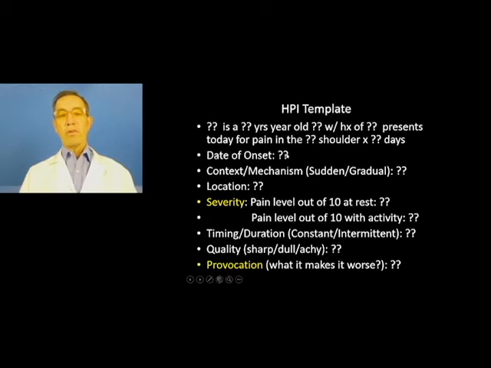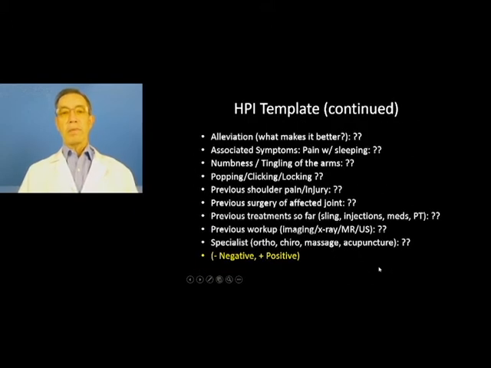And then you can go through this template to say what is the mechanism of injury, how long have they had it, where is the pain, front or back, and then severity is very important. The level of pain out of 10, both at rest and with activities, the duration, quality, and then what makes it worse, and frankly, what makes it better. Then you can look at other symptoms that it goes through, and you can go through the template.